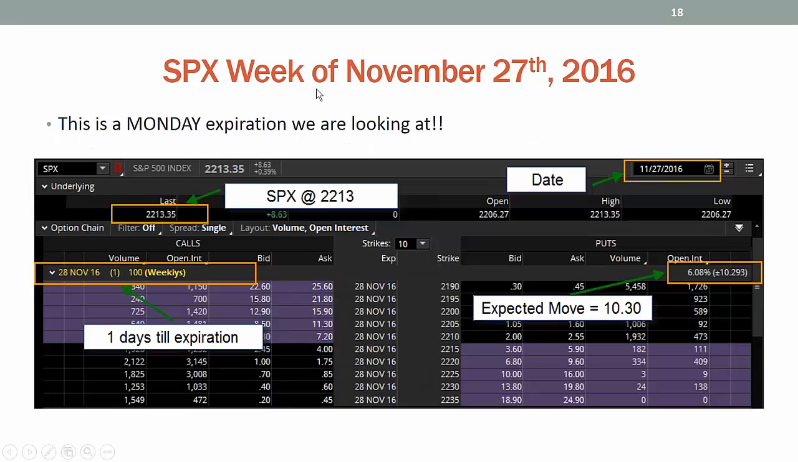Okay? This is the SPX the week of November 27th. You're like, wait, go look at a calendar. This was actually taken just the other day. What was November 27th? Go look at the calendar. Everybody now is consulting the calendar. That was Sunday night. Again, I like to use Sunday night because it's a good time to take a screenshot. Here we go. Here's the SPX. Once again, it's trading at 2213.